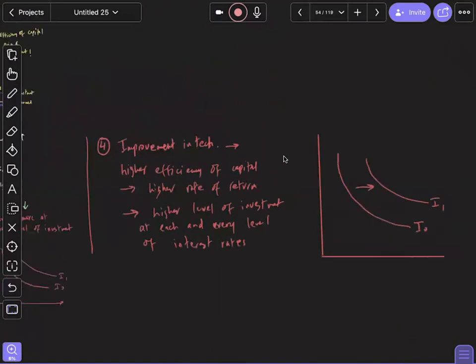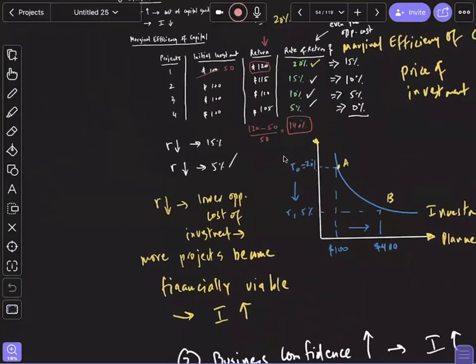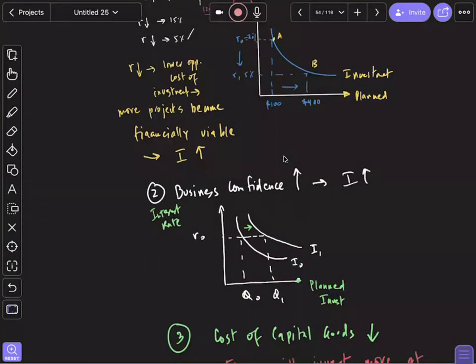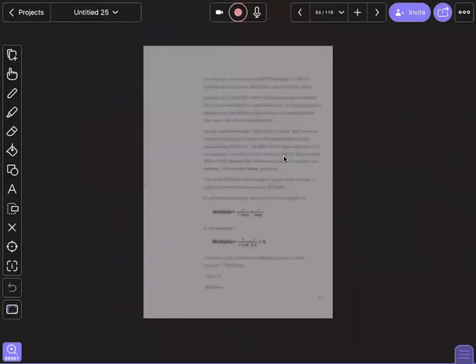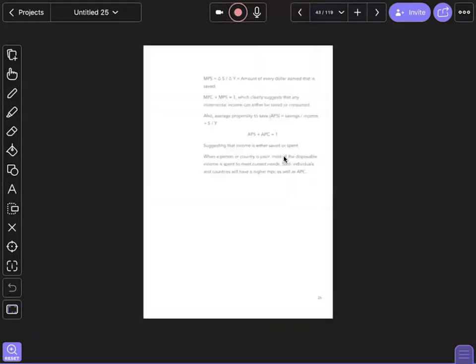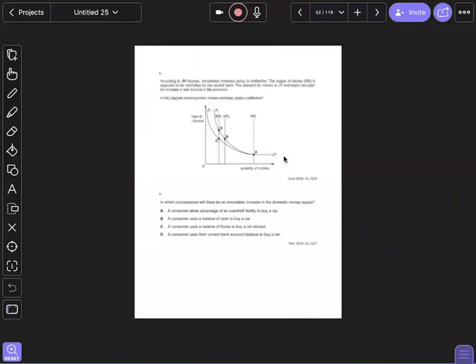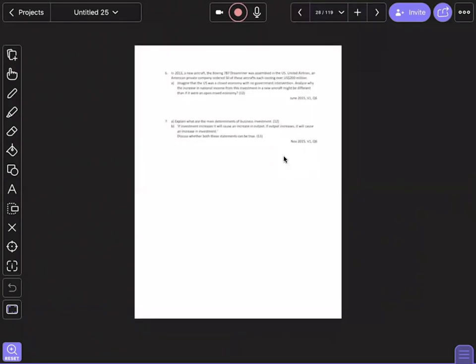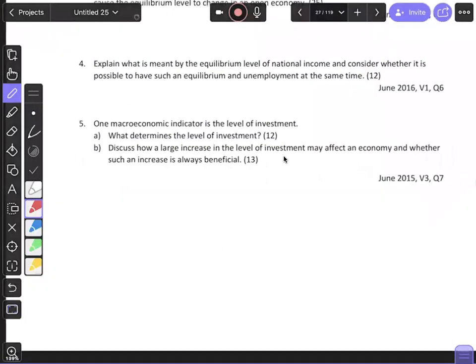So, if they ask you what are the factors that affect investment, which is a very popular exam question, we just saw it. The answer will be interest rates. Number two will be business confidence, cost of capital goods, and improvement in technology. Okay. So go back to the question. This is your answer to this one.